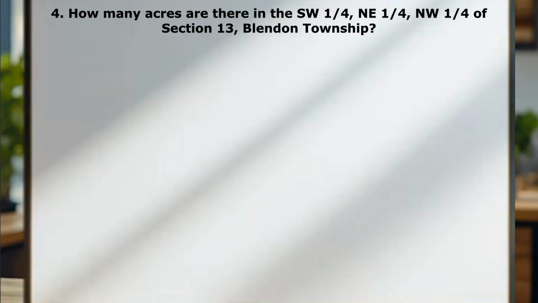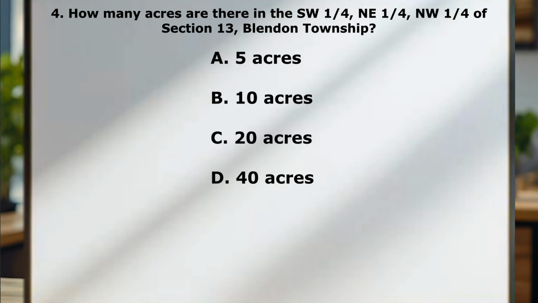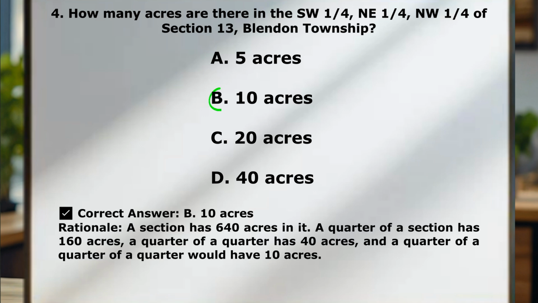Question number 4. How many acres are there in Southwest 1/4, Northeast 1/4, Northwest 1/4 of Section 13, Blendon Township? For this one, you're going to have to do a little bit of math and you're going to have to know what the question is even asking. So answer A is 5 acres, B, 10 acres, C, 20 acres, D, 40 acres. The correct answer here is B, 10 acres.